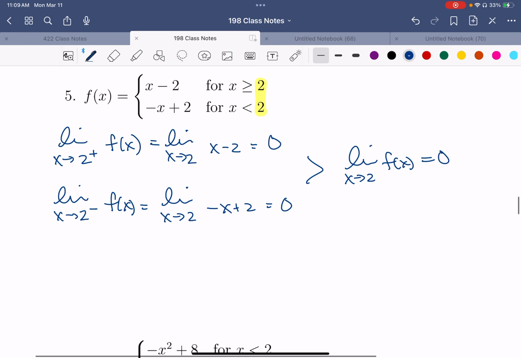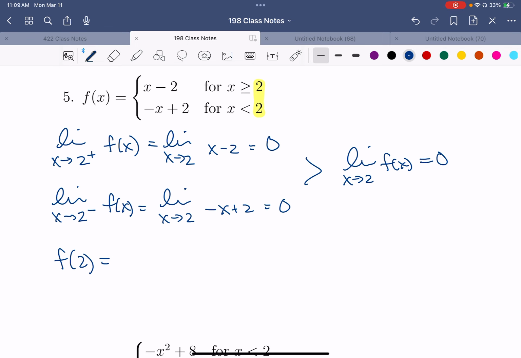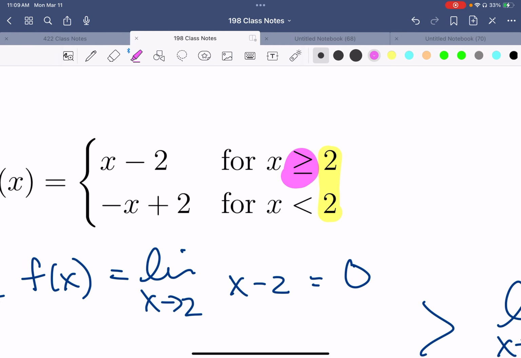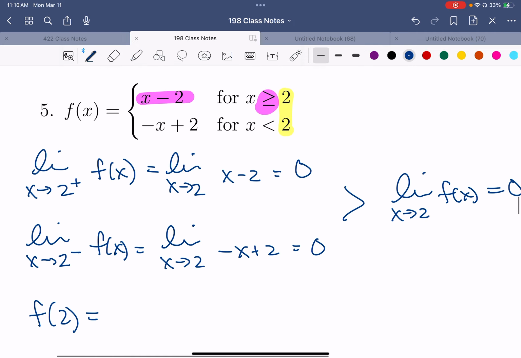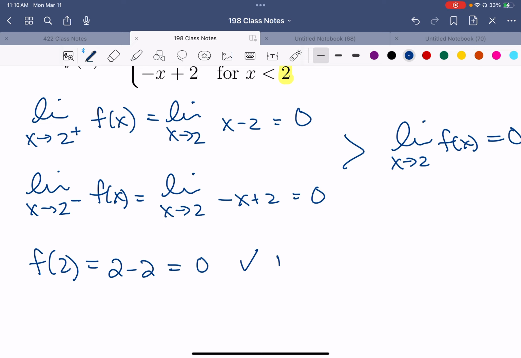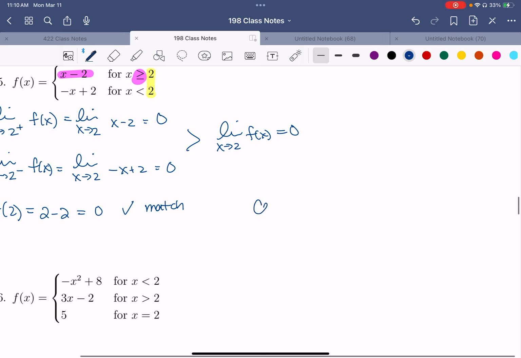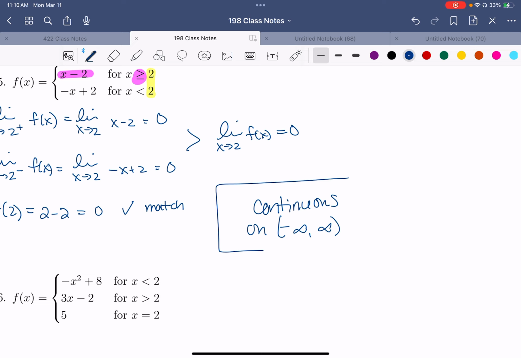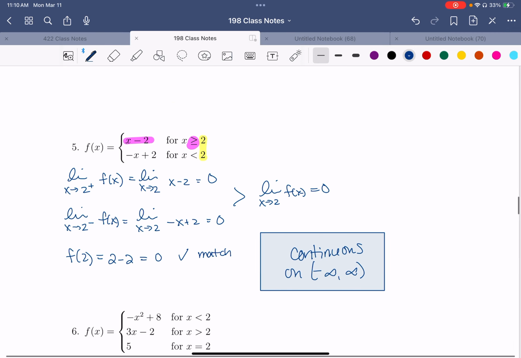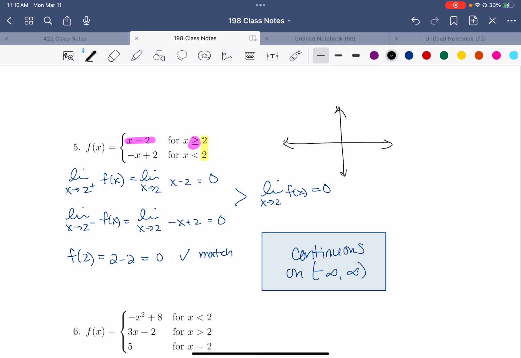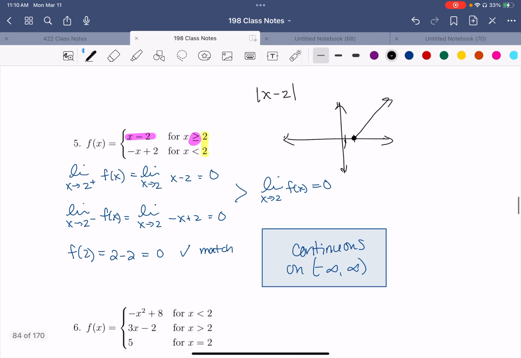And the question is, does that match the value? So what is f of 2? Well, for f of 2, we go up here to the function and we take a look at where it's or equal to. This one is the or equal to, so I'm plugging the 2 in there. So 2 minus 2 gives me 0, and yes, they do all match. So again, this one is continuous. In fact, this one is actually a special function. This one is the absolute value of x minus 2. So at 2, we have 0 because that's the value and the limit. And to the right, it goes like this. And to the left, we get a slope of negative 2. And so it's the perfect V-shape of an absolute value function.